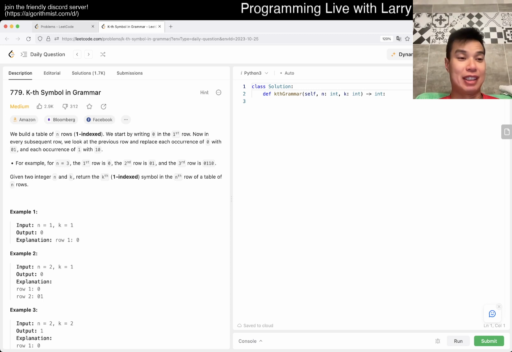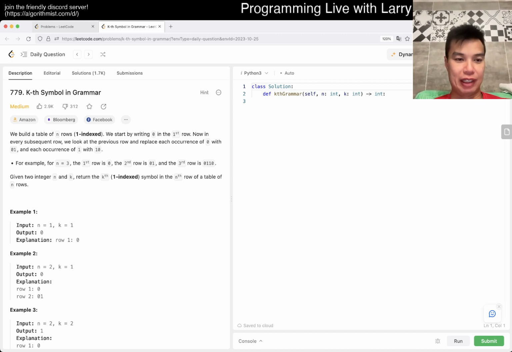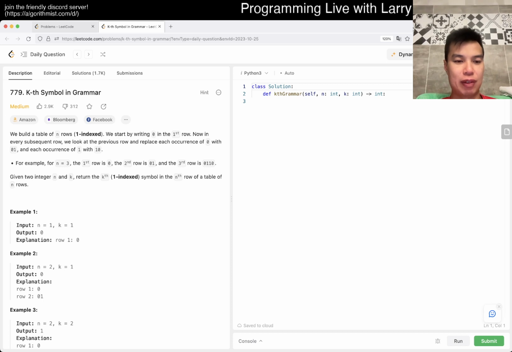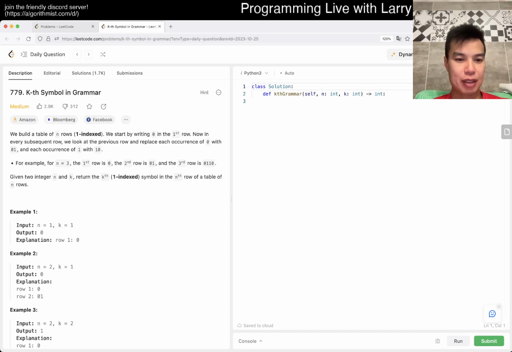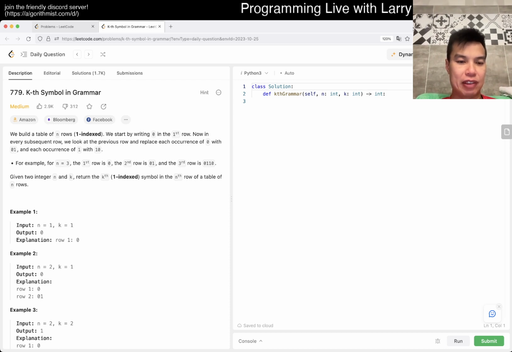Today's problem is 779, K-th Symbol in Grammar. We build a table of n rows, 1-indexed, starting by writing 0 in the first row. Now in every subsequent row, we look at the previous row and replace each occurrence of 0 with 0, 1, and each occurrence of 1 with 1, 0. For example, for n equals 3, the first row is 0. Given two integers n and k, return the k-th symbol in the nth row of a table of n rows.